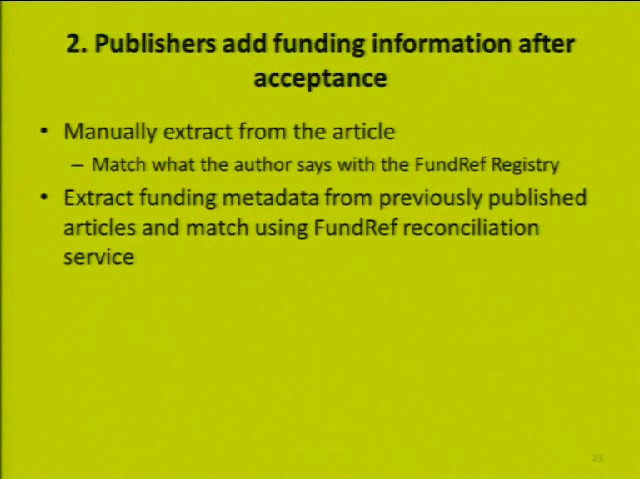Publishers are manually extracting information from the article and then matching it to the registry, if it's at the end of the process. Obviously, that's more work for the publisher rather than just verifying what the author has put in. So if you can get it on submission and get authors used to the idea that this is something they're going to be asked for, then great.